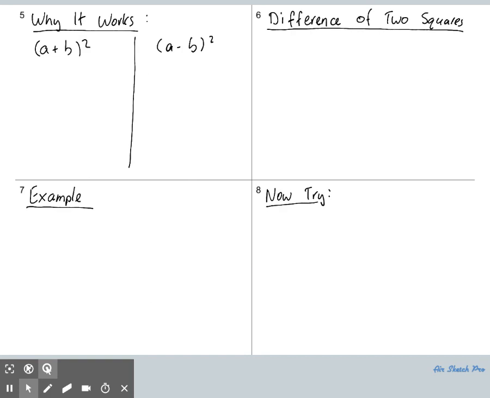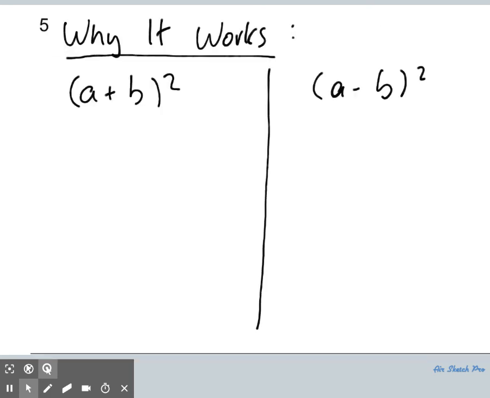Really briefly, why does it work? I'm going to zoom up here so you can see it. You do not have to write these notes down. But really quickly, you don't need to know this in order to use the rule. You just need to be able to use it. But effectively, if I use a plus b squared, that's basically a plus b multiplied by itself. So I've got a plus b times a plus b.